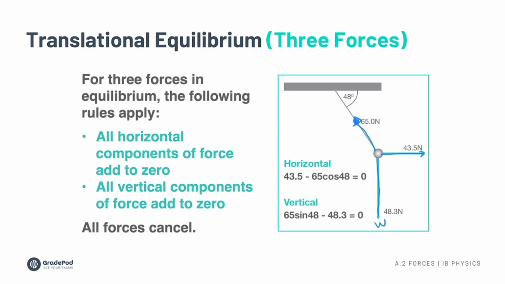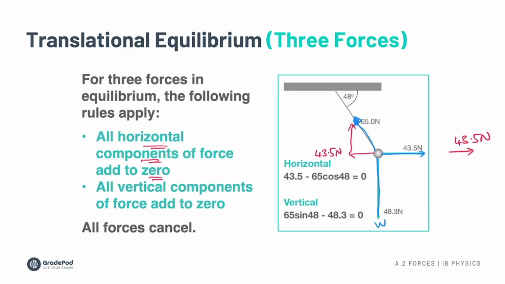There are three forces acting on this object. Let's look at the horizontal components of force. The horizontal in that direction is 43.5 newtons. And if you were to work out the component of this tension force in the left-hand direction, you would find that the horizontal component is 43.5 newtons, because all horizontal components of force add to 0.